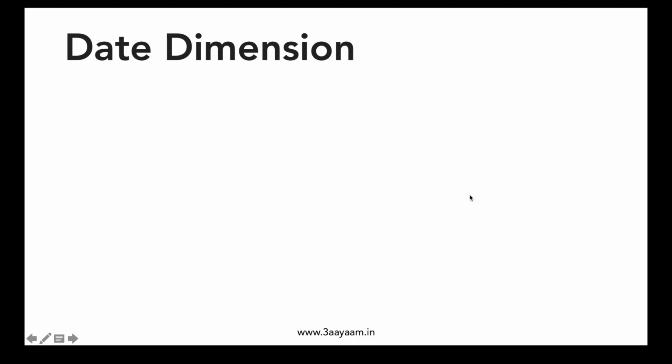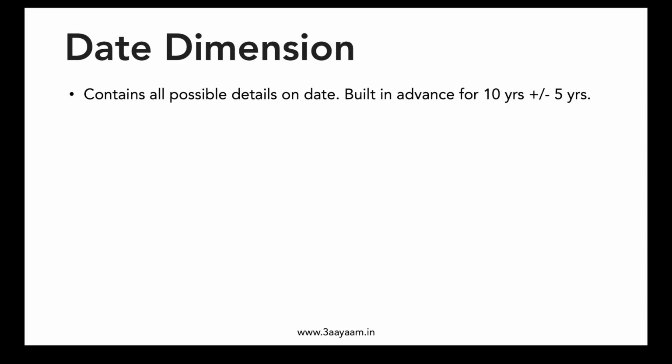Before going further, I want to talk about date dimension. Date dimension is a dimension table based on date, which contains all possible details on date. Typically, it is built in advance for anywhere between 5 to 15 years, not more than that. And it contains all the columns that you can think of for date.